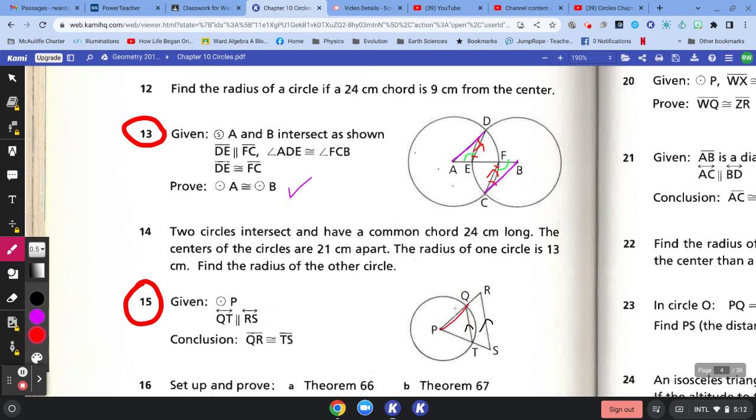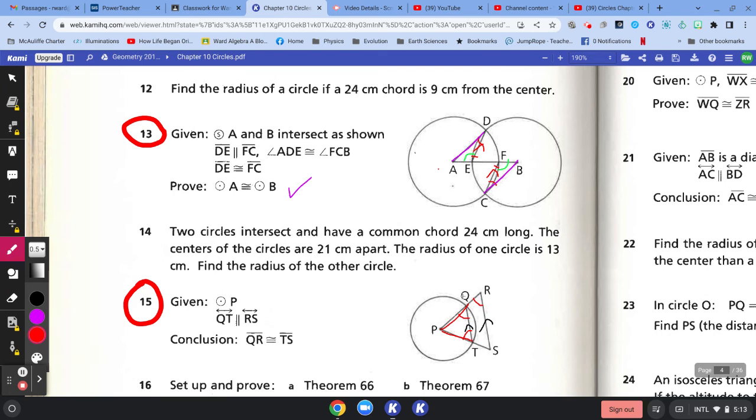PQ and PT are radii of the same circle, circle P, so they're congruent. That means that PQT is an isosceles triangle, and by base angles of an isosceles triangle, those base angles, PTQ and PQT, are congruent. Furthermore, angle PQT has to be congruent to angle PRS because they're corresponding angles. PR is a transversal cutting through two parallel lines or segments.